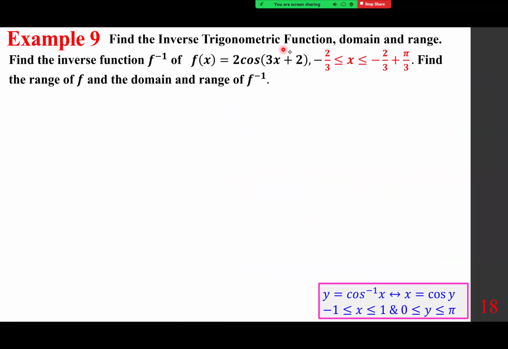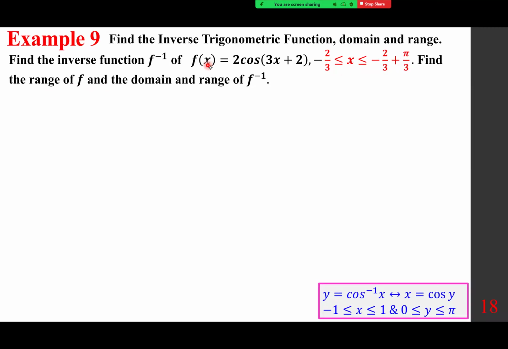Find the inverse trigonometric function domain and range. In this case, find the inverse function f inverse of this function. f of x is 2 cosine of 3x plus 2. And here's the given domain. x is between -2/3 and -2/3 plus pi over 3. Find the range of f and the domain and range. So first and foremost, ignore that, find the inverse.